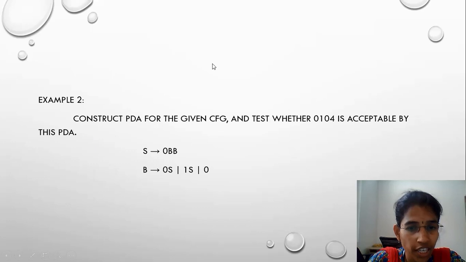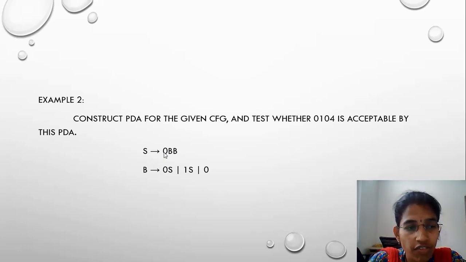Construct the PDA for the given CFG and test whether 10 power 4 10 power 0 is accepted by this PDA. The production rules are given. The starting symbol is S. S tends to 0BB, and one more rule, B tends to 0S, 1S, 0. So on the left side we have only non-terminals, and the right side starts with terminals.